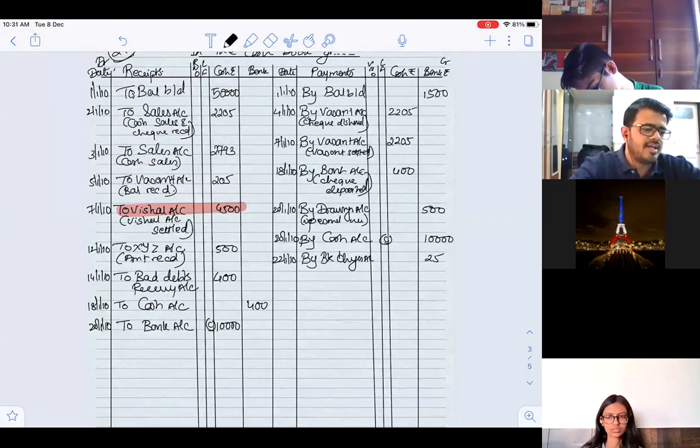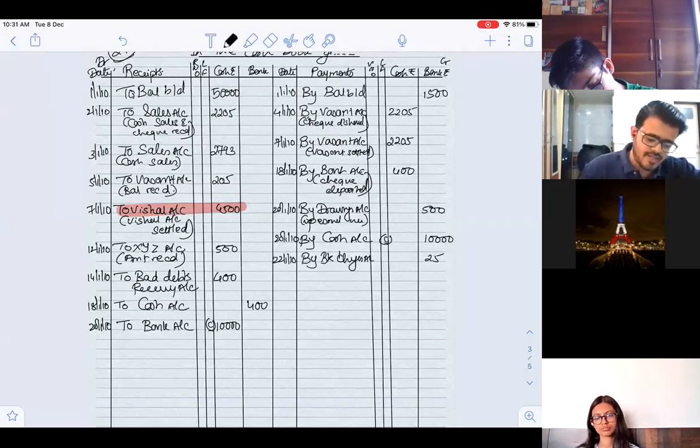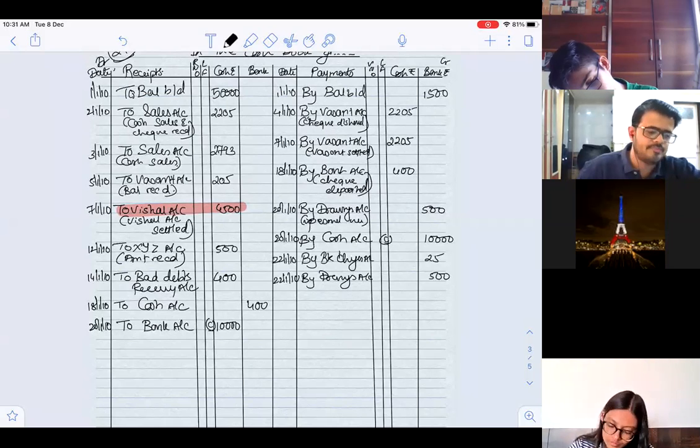500 for LIC. What is LIC? By drawings. By drawings. Which column? Bank column. ये बैंक ने किया है, डायरेक्टली पेमेंट बैंक से हुआ है.